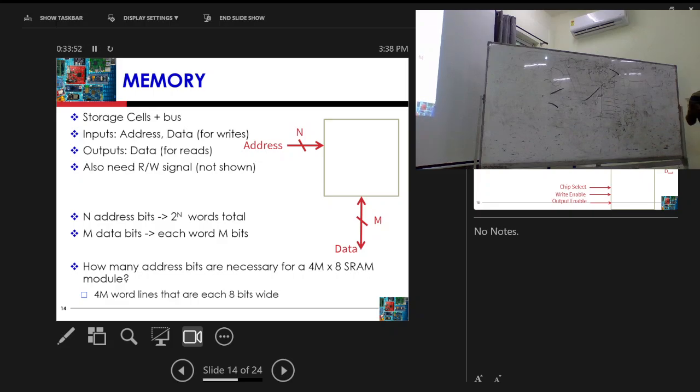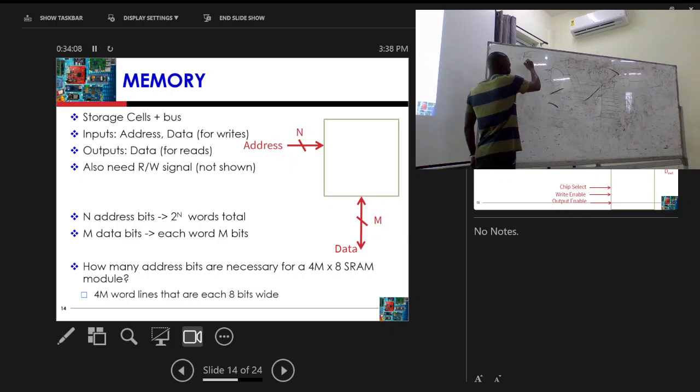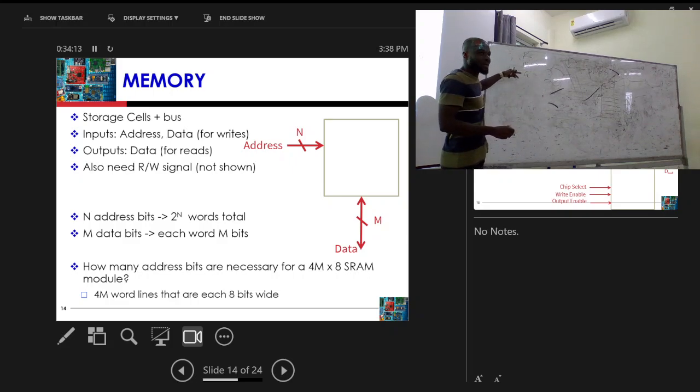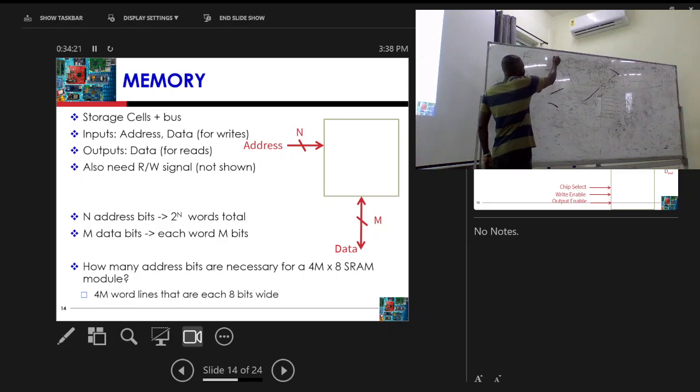You guys buy RAM all the time. You see these numbers all the time. What do they mean? 4M, 4M. So in computing we have kilo, mega, giga. In your normal kind of number, K is 10 to the power 3, M is 10 to the power 6, and G is 10 to the power 9.